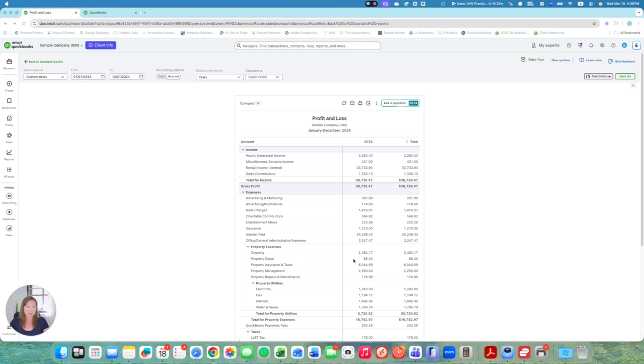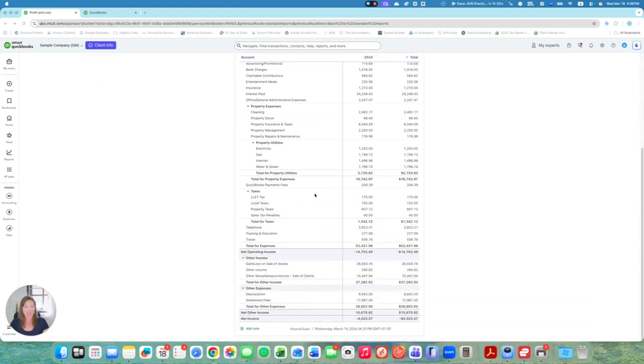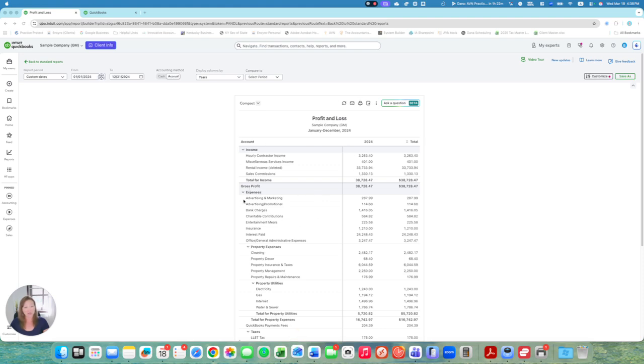Of course, with the caveat that these numbers have to be correct in the first place or none of this matters. So that's where we come in, is making sure it's correct, but hopefully you are making sure it's correct. In that case, the first thing you look at is the net income. The next thing you want to look at is your gross profit.